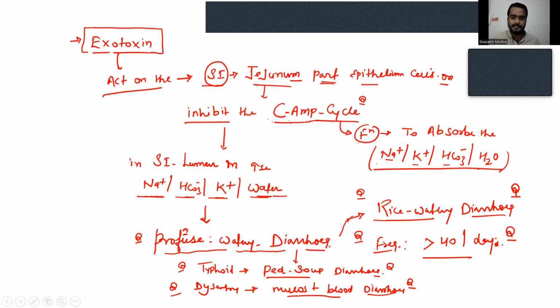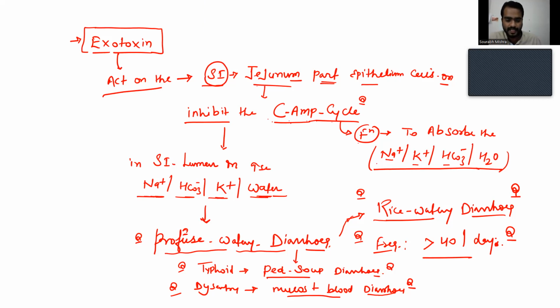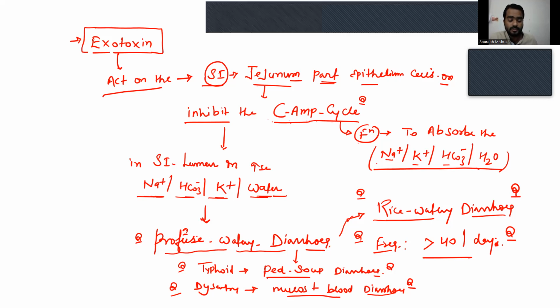After that, your intestinal peristaltic movement is increased, and the water is already there in too much amount. So it leads to profuse watery diarrhea. And in cholera, the type of stool you observe is rice watery stool, rice watery diarrhea. Cholera is also known as rice watery diarrhea.